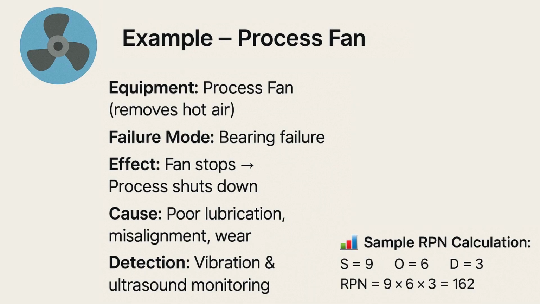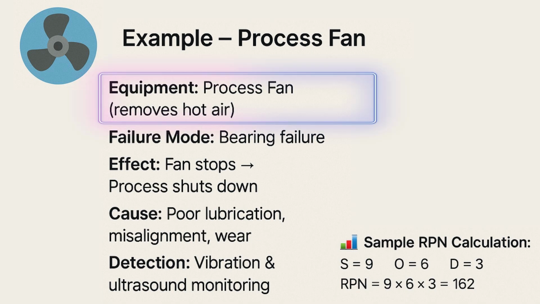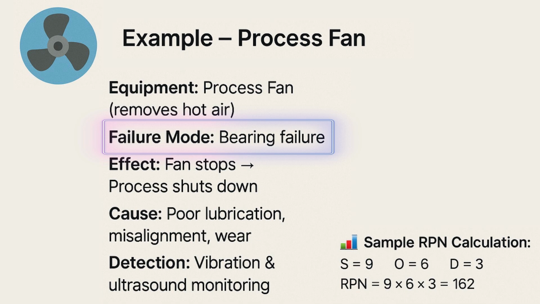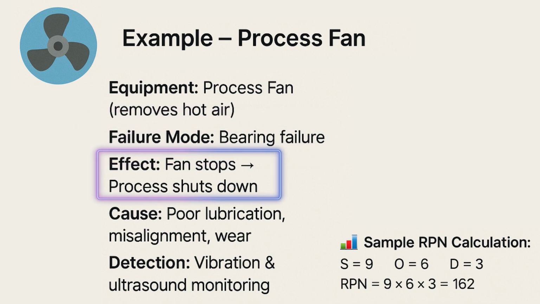The same example that we always use for the process fans in all of our videos. So let's assume again there is a process fan used in a manufacturing plant. What's the job of this process fan? Normally to pull the hot air, or you can say the hot gases, out of the system. Now let's assume that the bearing in that fan fails. What will happen if the bearing fails? Definitely the fan will stop.